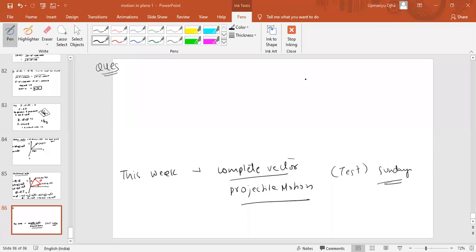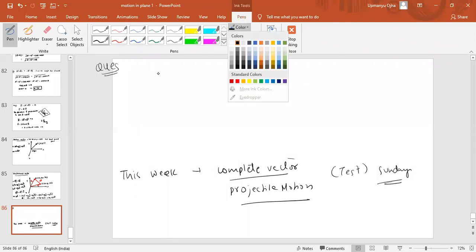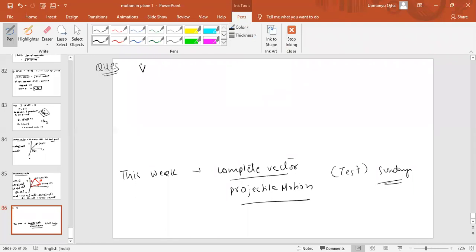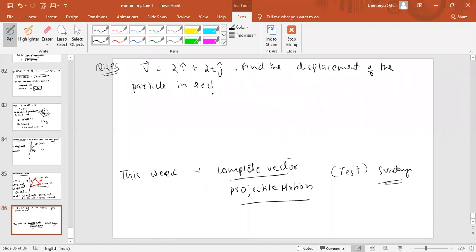Now write down one problem for this. The question is that the velocity vector is given by 2i cap plus 2t j cap. Find the displacement of the particle in 2 seconds.